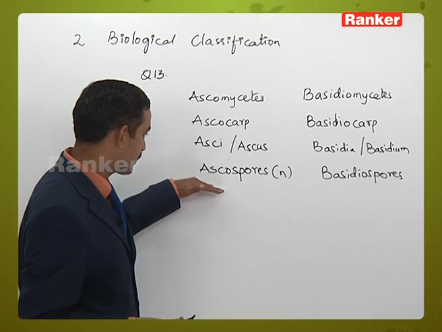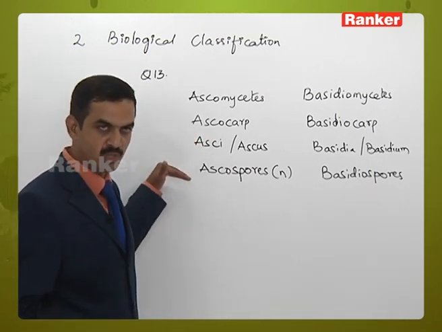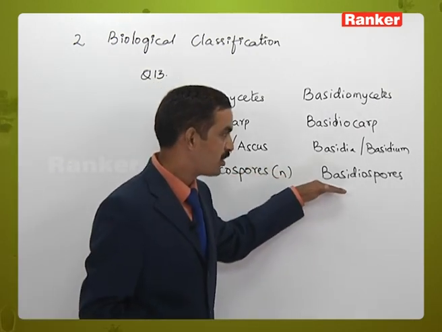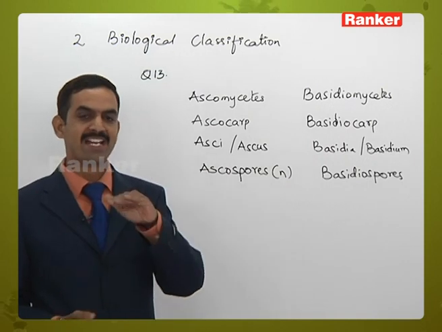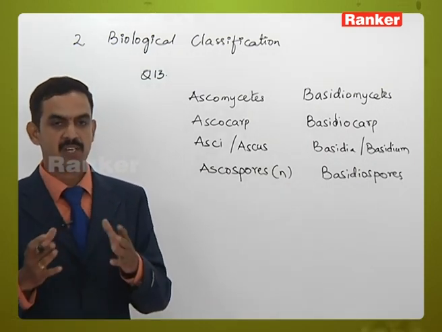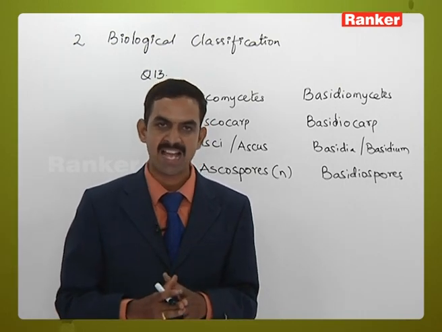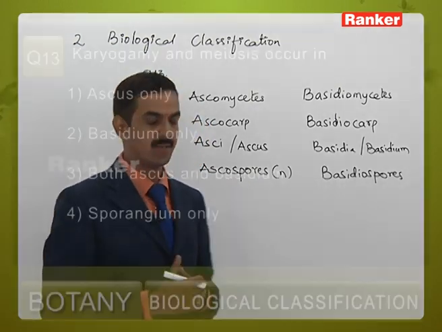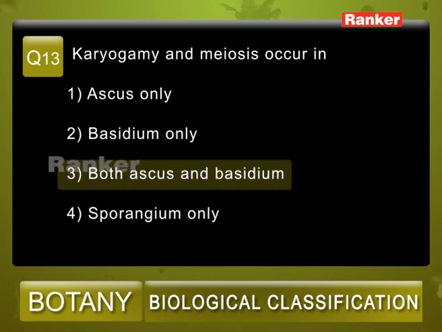Here the ascospores which are formed inside the ascus are haploid and endogenous, whereas basidiospores are formed outside the basidia and are haploid and exogenous in nature. So, out of the given options, karyogamy and meiosis will take place both in ascus and also in basidium. So, question number 13, the correct answer is 3, that is both ascus and basidium.